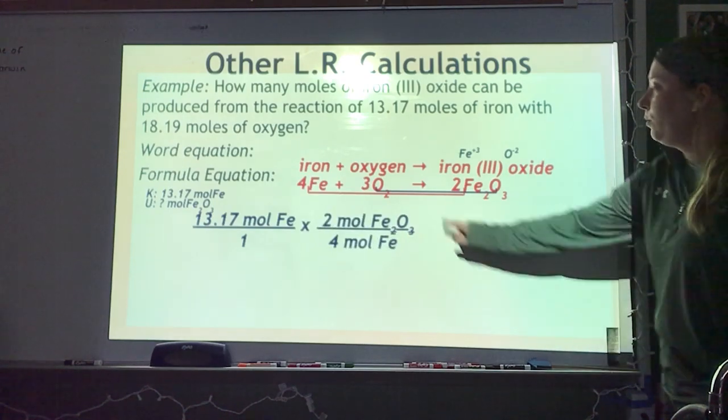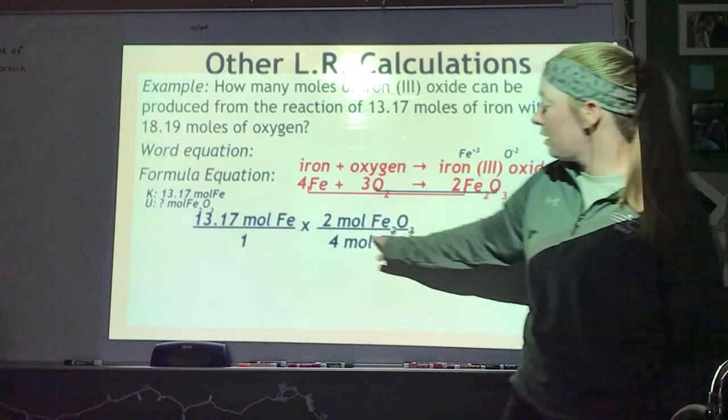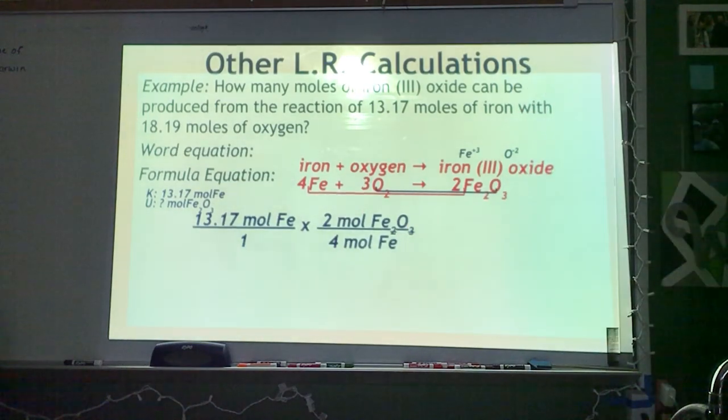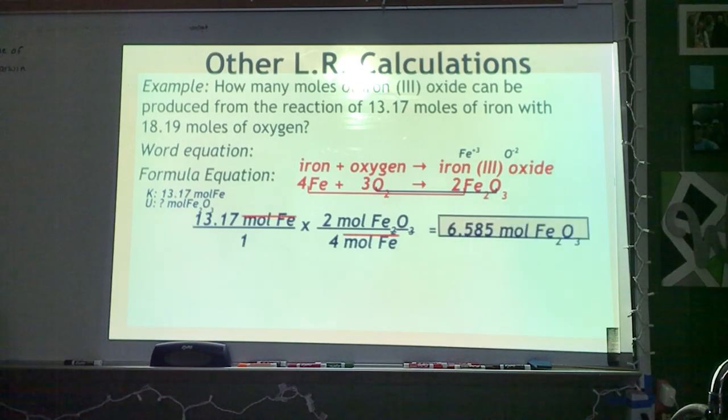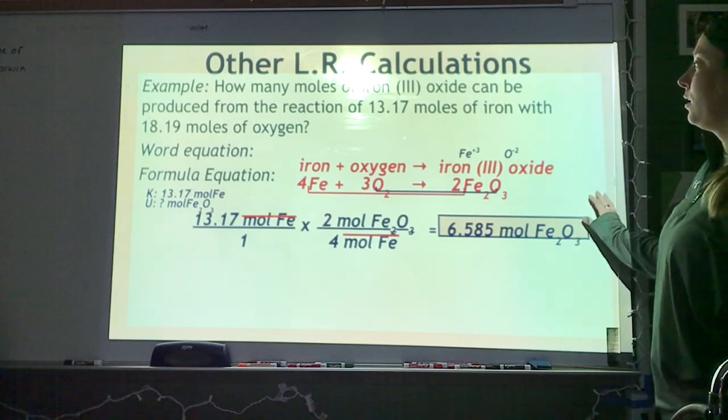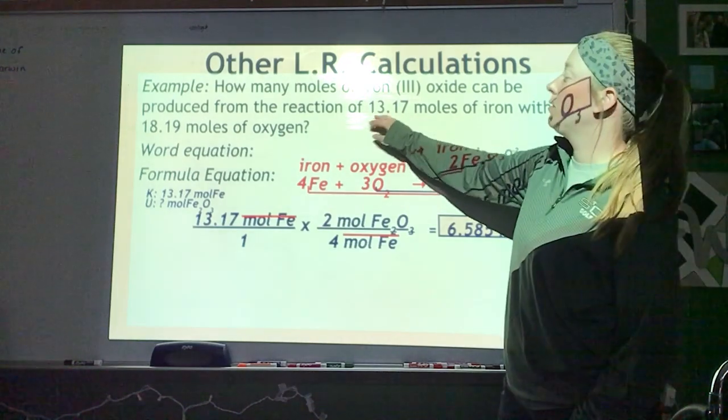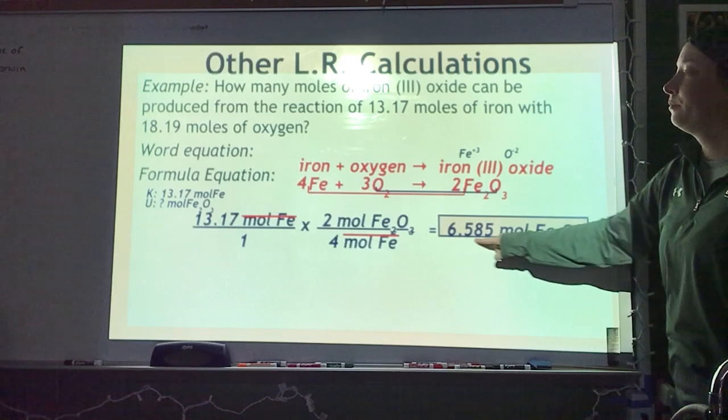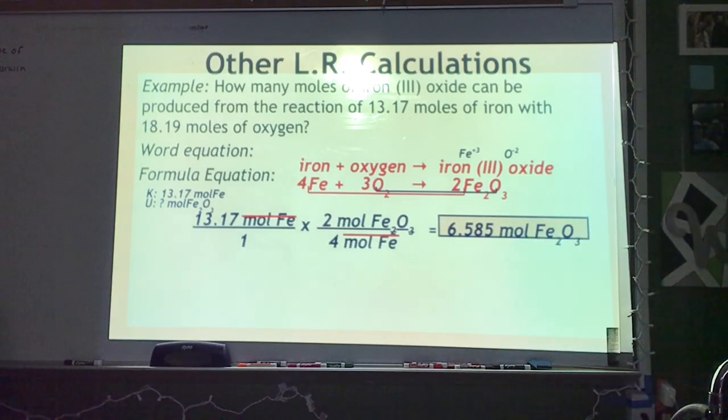So I have my 2 moles of iron oxide. I have my 4 moles of iron on the bottom. 13.17 times 2 equals, divided by 4, and you get 6.585 moles of iron 3 oxide. And again, 4 sig figs here, 4 sig figs here. Okay, our other known is 18.19 moles of oxygen. With our unknown, again, the exact same as before.